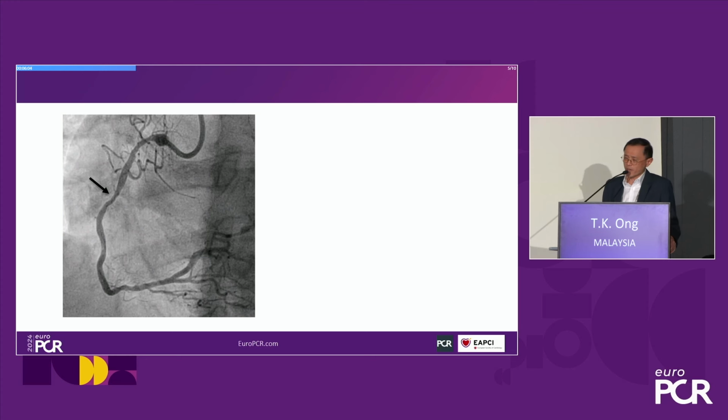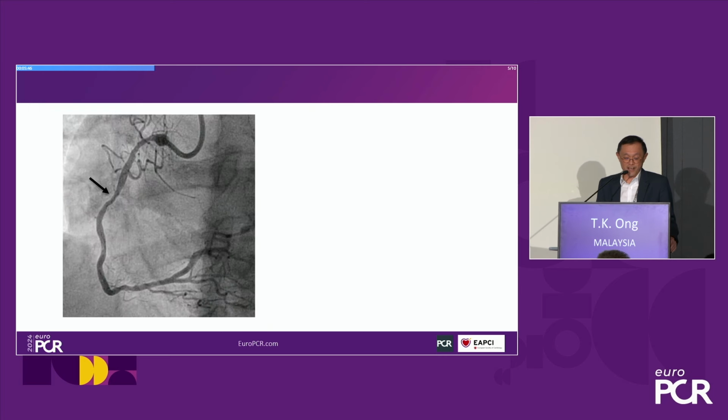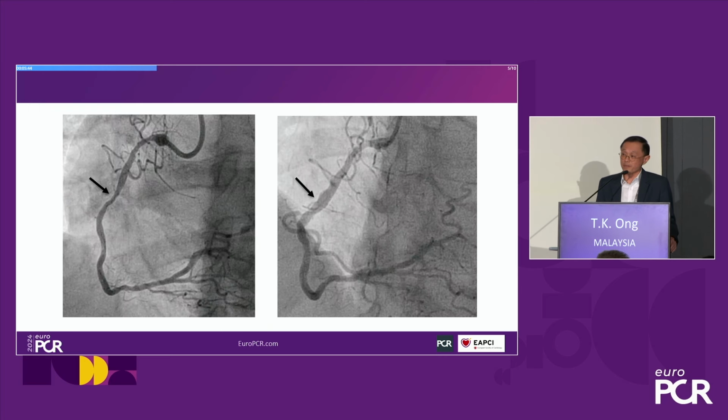So if you look at this lesion, this one is a bit more straightforward. I think most of us would probably agree that it's around 30%, or less than that. And this is the final result after lesion preparation, after the DCB. And this is the follow-up angiogram 3 months later, showing positive remodeling.